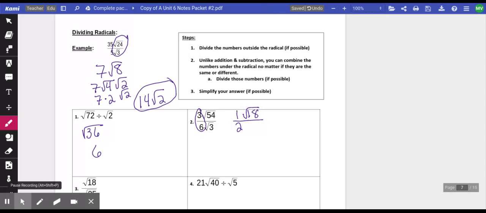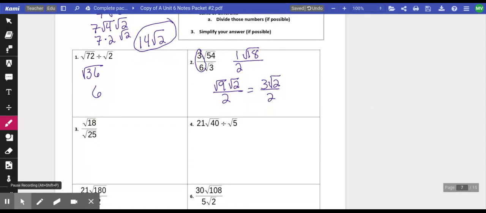Now I need to simplify radical 18. 18 has a perfect square factor of 9. So that's radical 9, radical 2 over 2. Square root of 9 is 3. So it's 3 radical 2 over 2. I cannot divide the radical 2 by 2 because the one's under the radical, the other one is not.